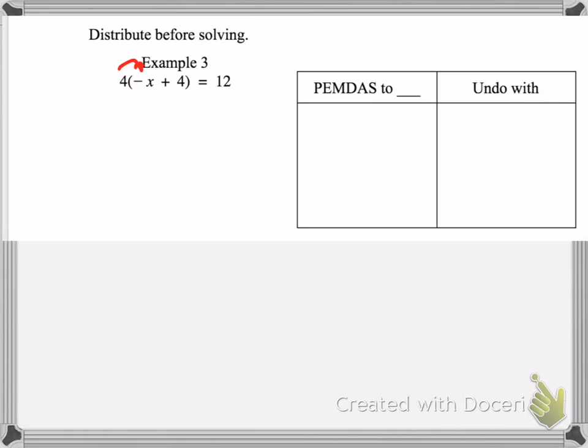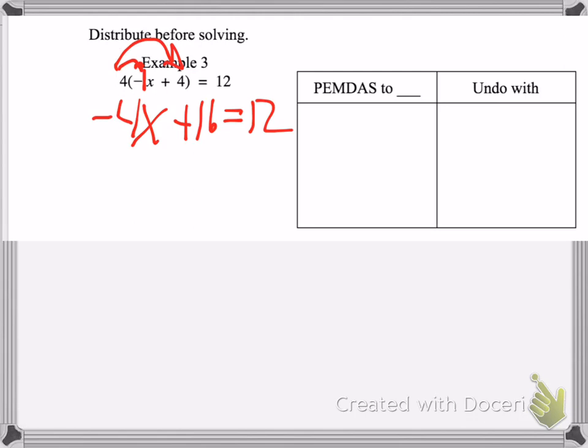Okay, so 4 times negative x. Well, we just talked about it, and I already forget. Oh, there's got to be a 1 there as our secret coefficient. Oh, yeah. So 4 times negative 1, negative 4x. And 4 times 4, 16. Plus 16 equals 12. So now that we've distributed, we can start solving.